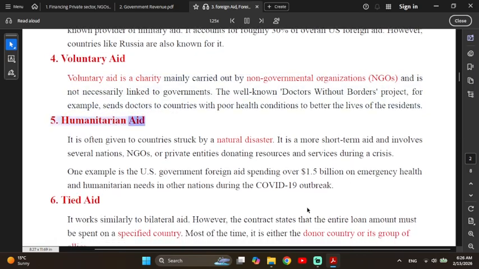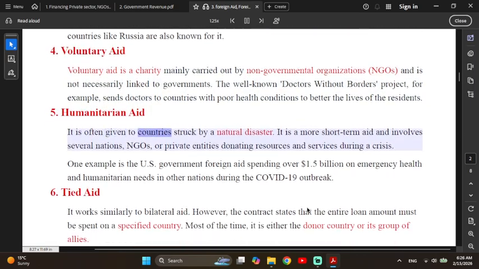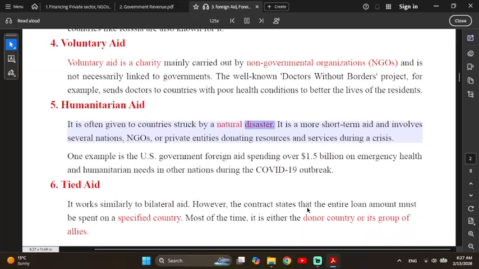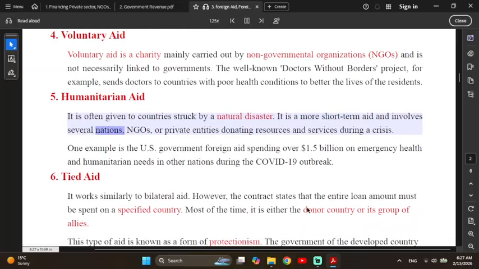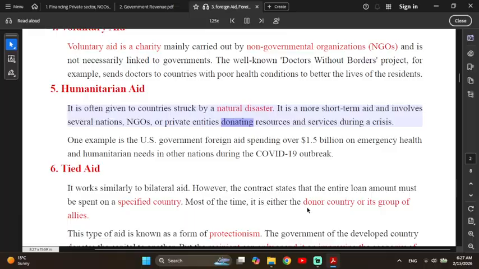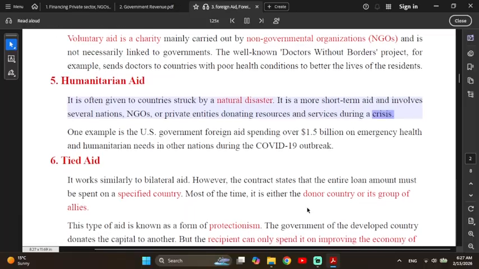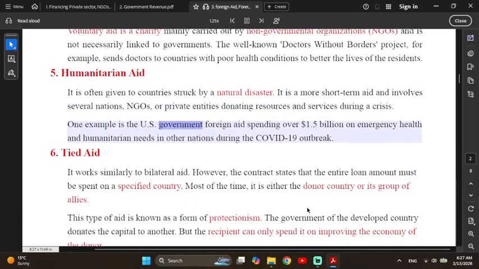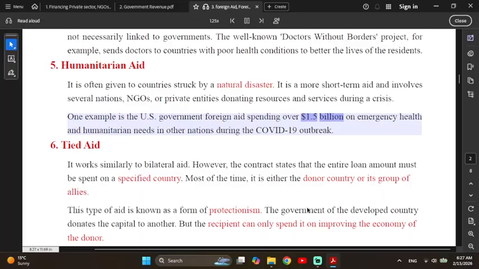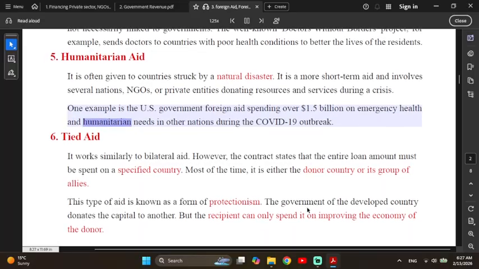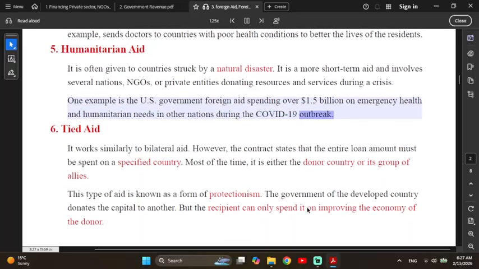5. Humanitarian aid. It is often given to countries struck by a natural disaster. It is a more short-term aid and involves several nations, NGOs, or private entities donating resources and services during a crisis. One example is the U.S. government foreign aid spending over $1.5 billion on emergency health and humanitarian needs in other nations during the COVID-19 outbreak.